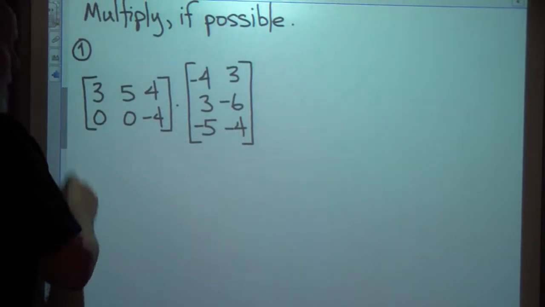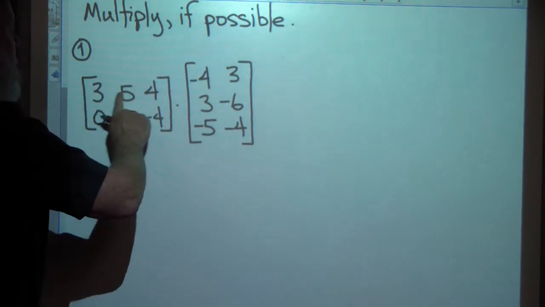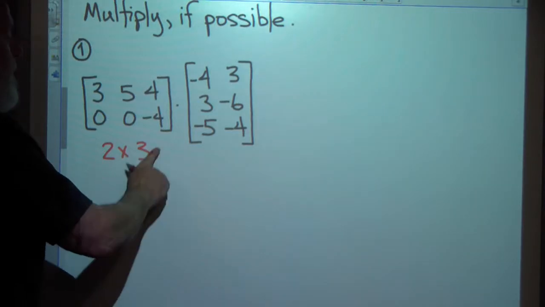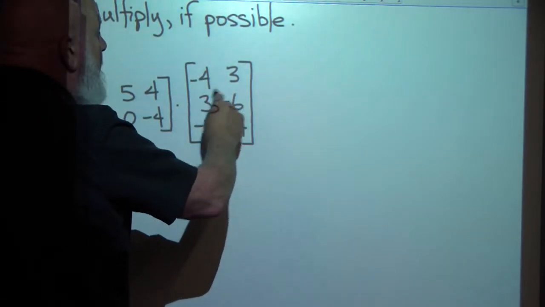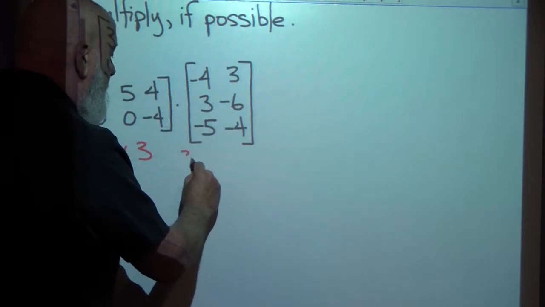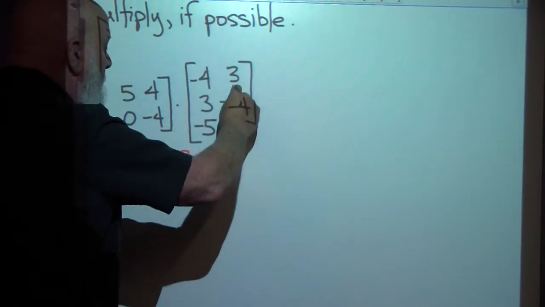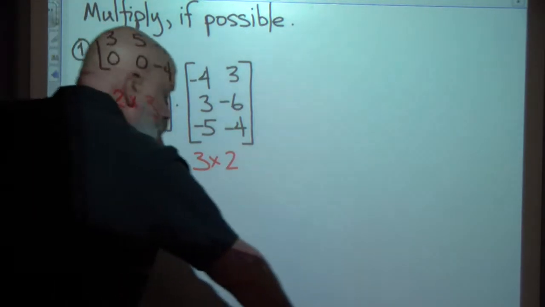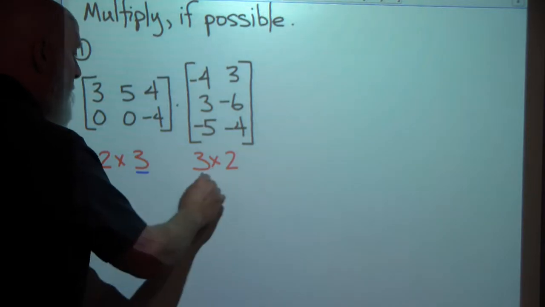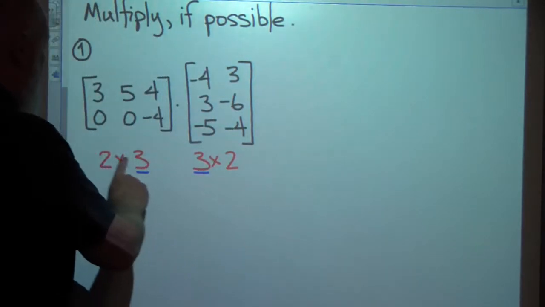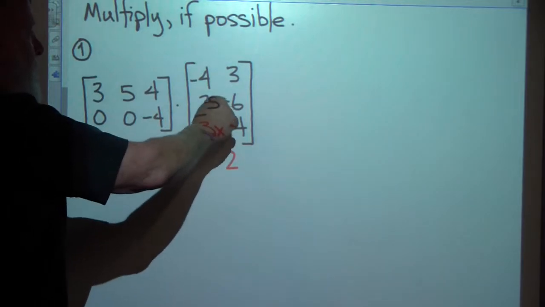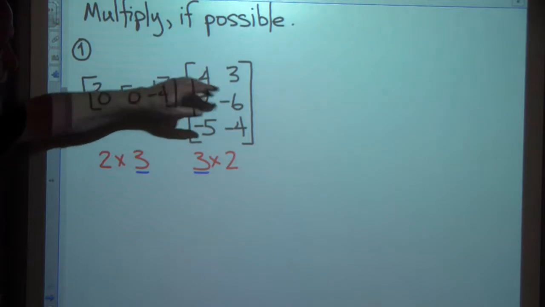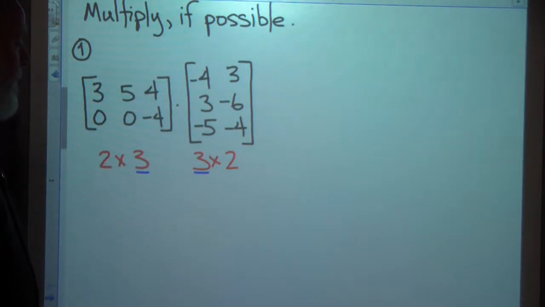Multiply if possible. I like to put my dimensions there: this is 2 rows by 3 columns, and this is going to be 3 rows by 2 columns. So what I've got here is a situation where I can see that I can multiply these together. The number of columns in this one is the same as the number of rows in this one, so I can do the multiplication.